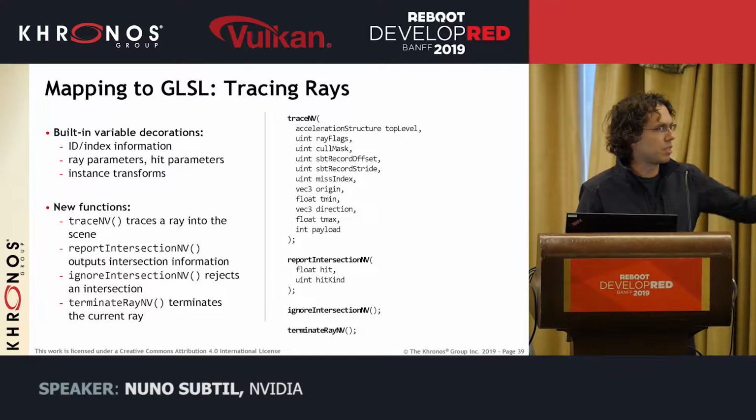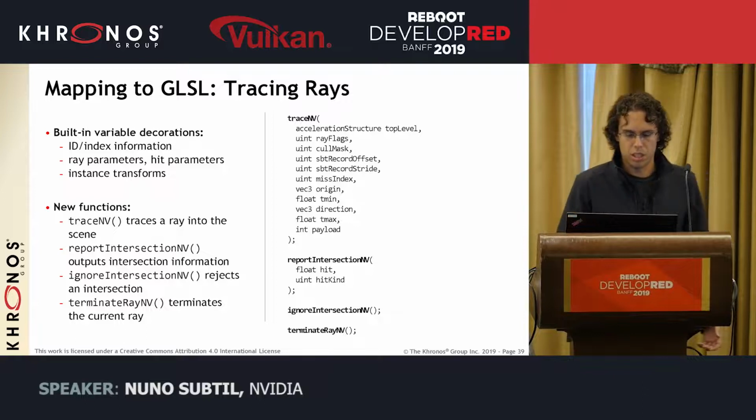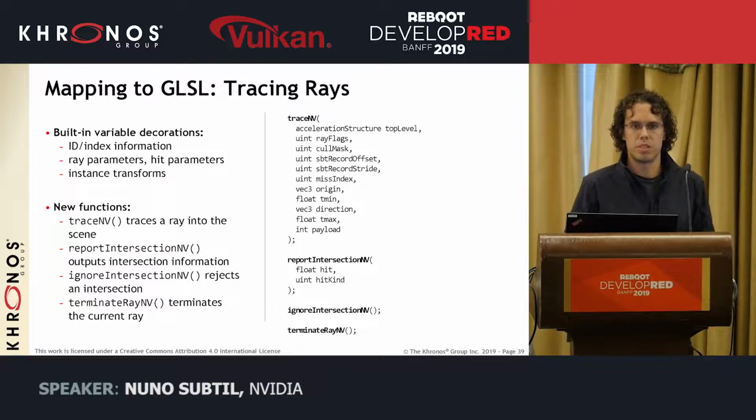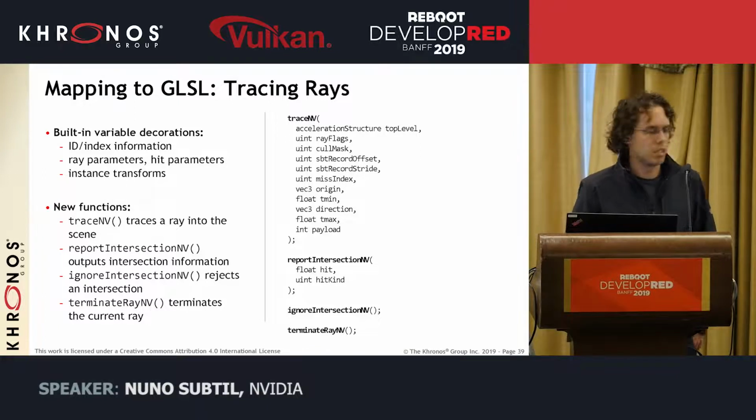And you also pass in your ray information. So trace NV traces a ray into the scene. That's a new built-in function. There's also report intersection to output intersection information from an intersection shader. And you have ignore intersection to reject a given intersection that was found. And you have terminate ray to stop processing the current ray. There are also some new built-in variables and new declarations to give you access to various pieces of data, like your thread ID in RayGen and so on.